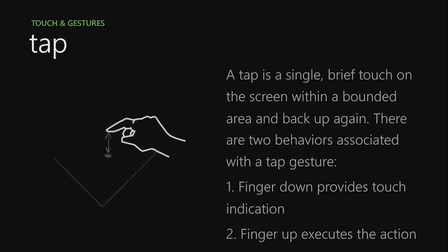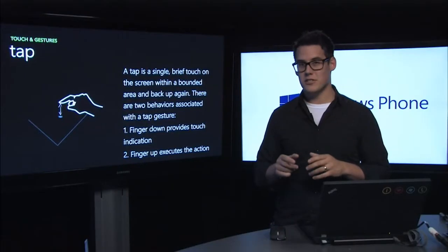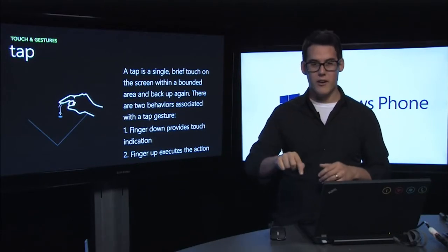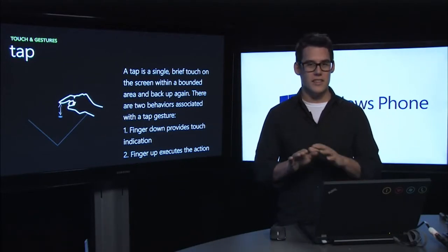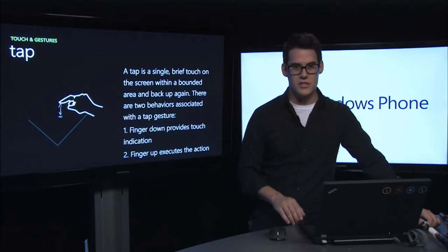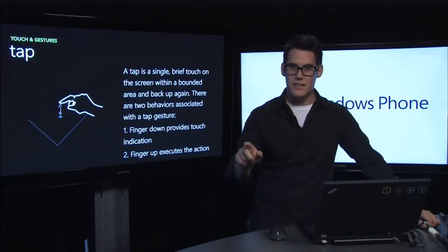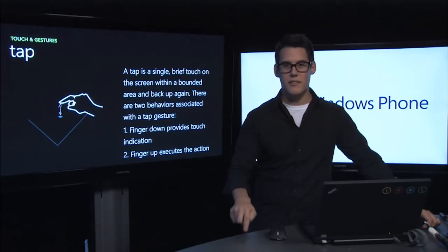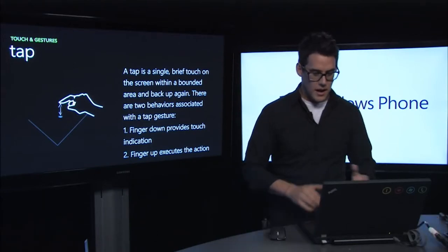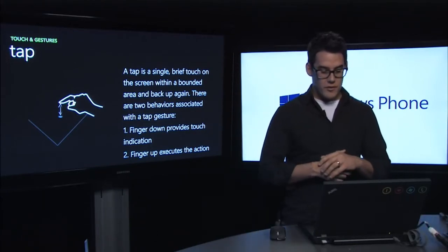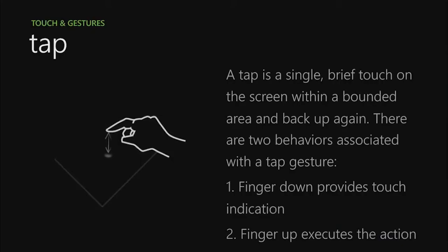But one of the most interesting things about tap gestures is that they actually have to come down and then come back up. As soon as you do anything else, it's engaged a totally different gesture. So it's basically the time down and the time up. So you'll notice that taps never engage really until that release. So a finger down provides touch indication, finger up executes the command.